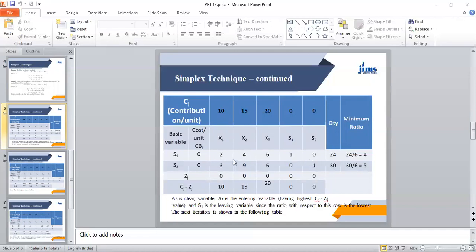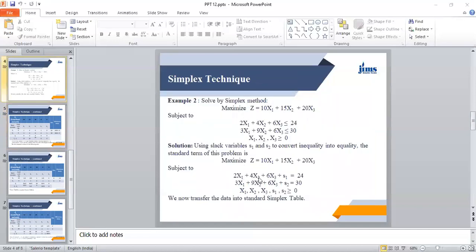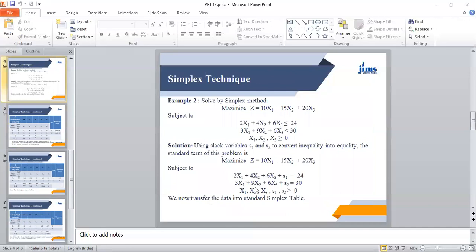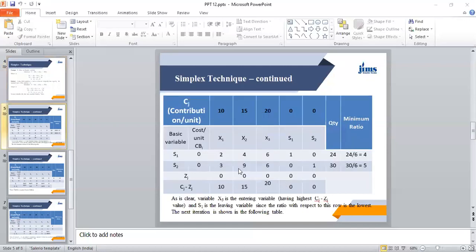Now, from the first inequation, we write the coefficients of x1, x2, x3, s1 and s2 in this line. So we have 2x1 plus 4x2 plus 6x3 plus s1 plus 0 into s2. Because there is no s2 here, you can write 0 into s2. So it will be 2, 4, 6, 1 and 0 in the first row. In the second row, what will be there? 3, 9, 6, 0 and 1, because s1 is 0 here, only s2 is here. So 3, 9, 6, 0 and 1. The quantity is 30.